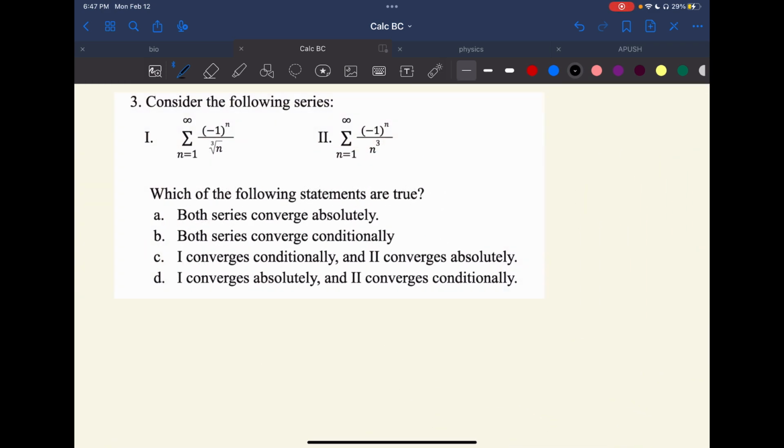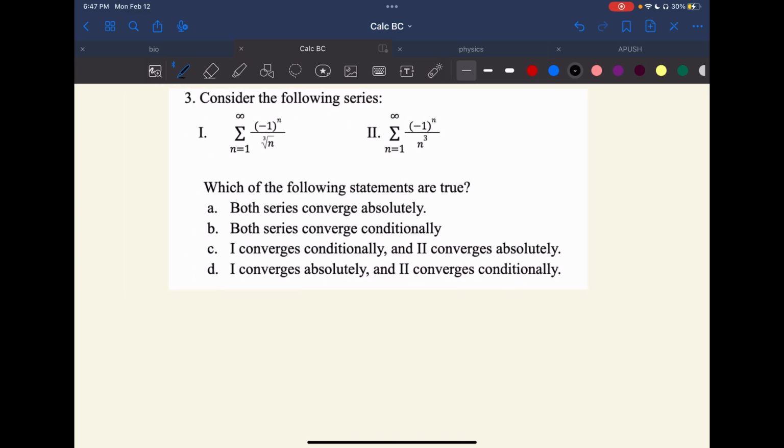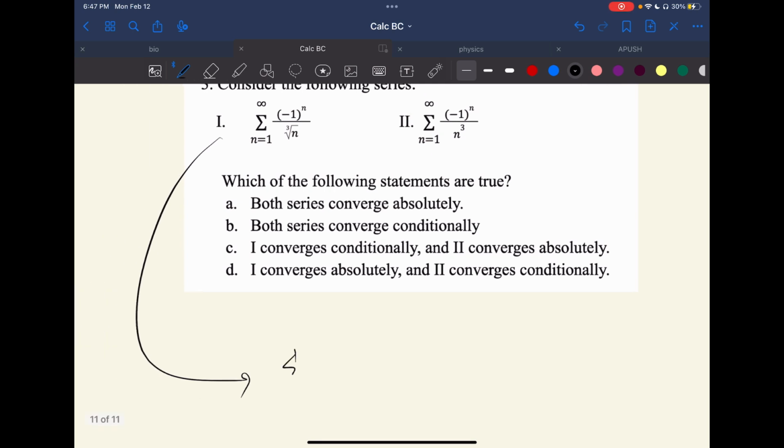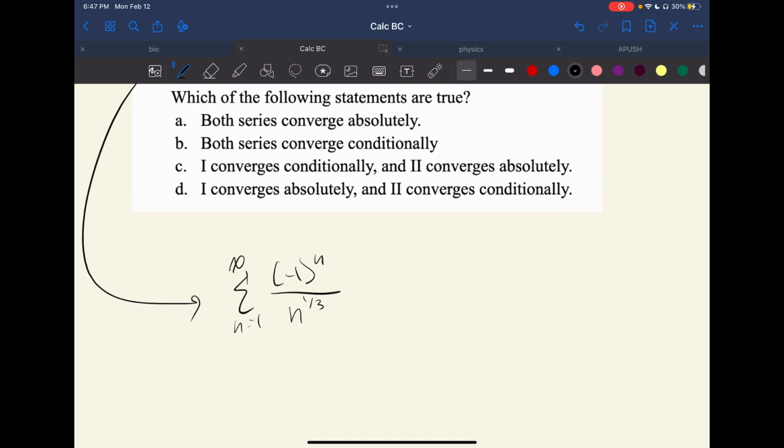Okay, so question number 3 is about conditional convergence or absolute convergence, right? So consider the following series, which of the following statements are true. First let's find if they converge in the first place. So for number 1, this is an alternating series, -1 to the n. I'm going to write this as n to the 1/3. So looking at this, we can see that number 1, it alternates.